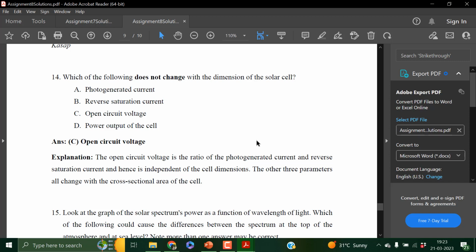What is your doubt in the 14th question? Madam, I don't have any idea regarding this. What changes? Photo generated current can change, right? Suppose you are changing the dimension, just imagine you are changing the width of the depletion region. Then the number of electron hole pairs and photo current will change. Then power output will also change. So A and D are not the options. Then reverse saturation current will also depend on recombination, right?